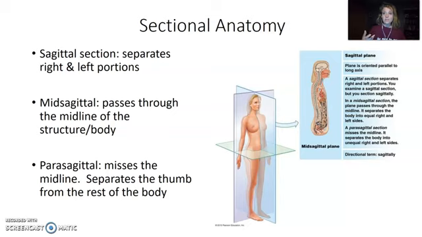If it's mid-sagittal, it goes directly down the center and it divides the body into equal right and left halves. If it is parasagittal, it misses the midline, so it's a little bit off of center.